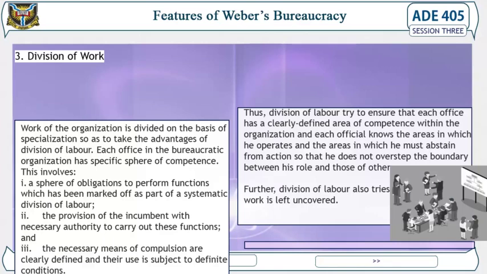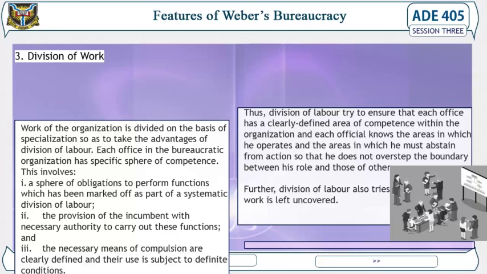3. Division of work. Work of the organization is divided on the basis of specialization so as to take advantage of division of labor. Each office in the bureaucratic organization has a specific sphere of competence. This involves: 1. A sphere of obligations to perform functions which has been marked off as part of a systematic division of labor. 2. The provision of the incumbent with necessary authority to carry out these functions. And 3. The necessary means of compulsion are clearly defined and their use is subject to definite conditions.